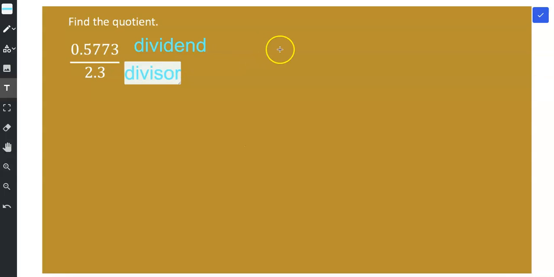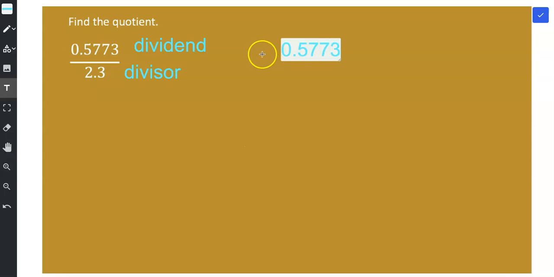You start by recording the dividend, which is that 0.5773, and then I draw my division symbol. I draw this over this number because the action is happening to the dividend. We're taking this dividend, 0.5773, and we're dividing it by, and then what you're dividing it by goes on the outside. So I'm going to record the 2.3 on the outside.